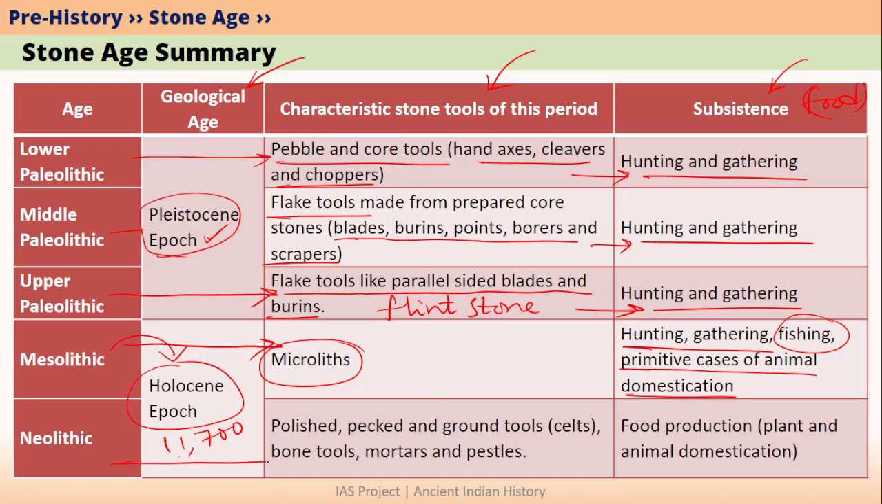Now the real advancement actually happened in the Neolithic Age. The Neolithic Age also belonged to the Holocene epoch. In the Neolithic Age, polished, pecked and ground stone tools were used. The type of stone tools made in this period mainly was stone celts. They also used bone tools and they also made mortars and pestles from stone. This is very important. For their food, they no longer depended entirely on hunting and gathering because they started food production. Food production mainly meant cultivation of plants and animal domestication. However, they also got some of their food from hunting and gathering. So this is the summary of the Stone Age.